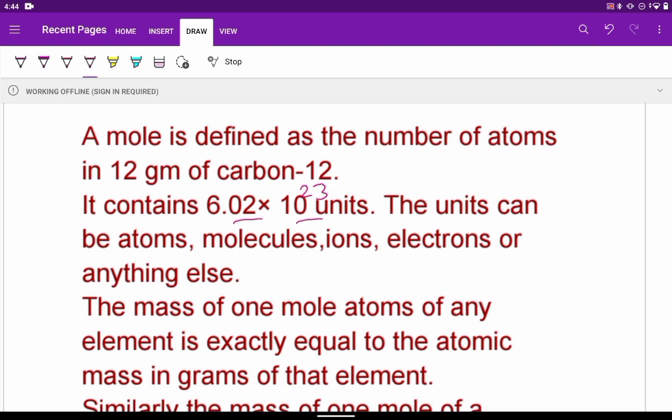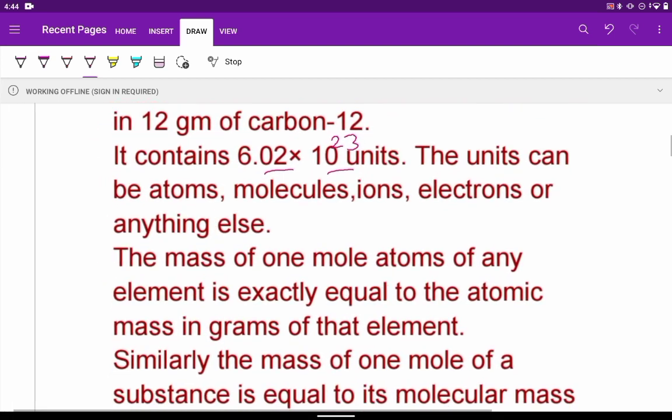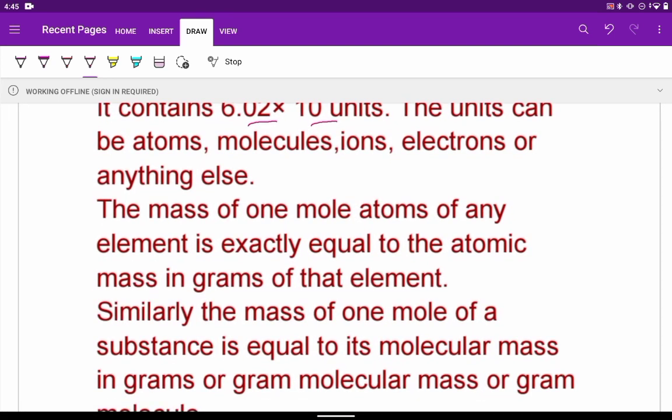And if we are considering an element, the mass of 1 mole of atoms of any element will be equal to the atomic mass in grams of that element. If you take 1 mole of atoms of any element, its mass will be equal to the atomic mass in grams of that element.